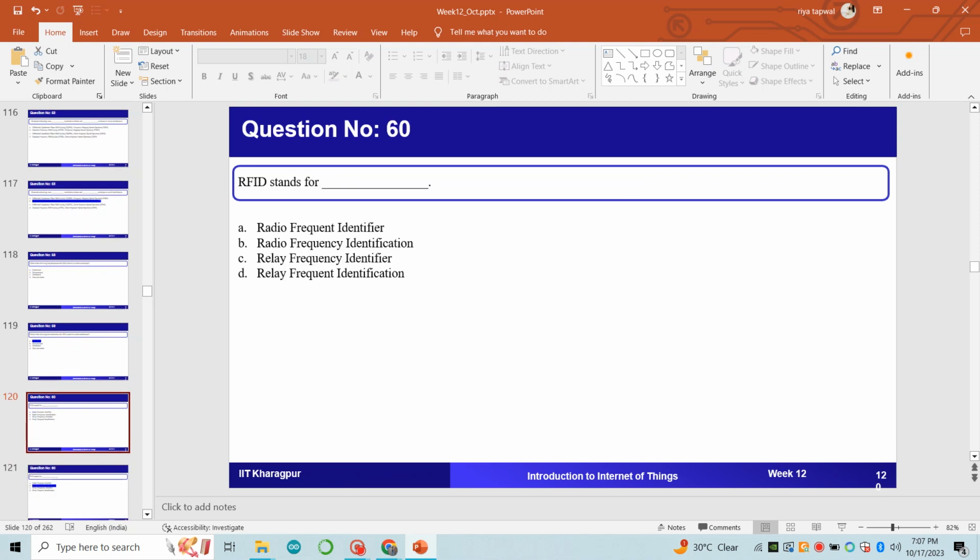Next question is, RFID stands for blank. Options are radio frequent identifier, radio frequency identification, relay frequency identifier, relay frequent identification. Option B, radio frequency identification. Right, option B is correct.